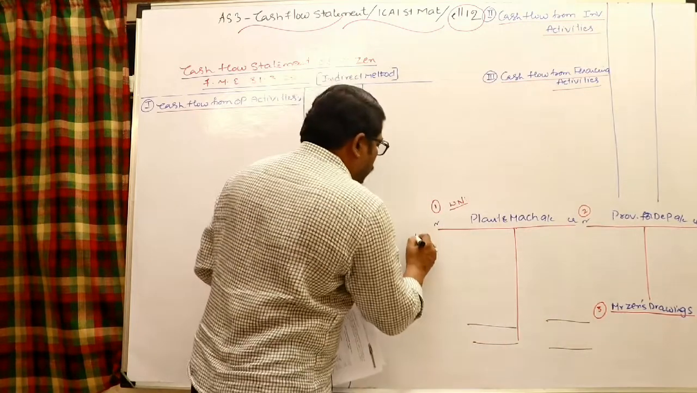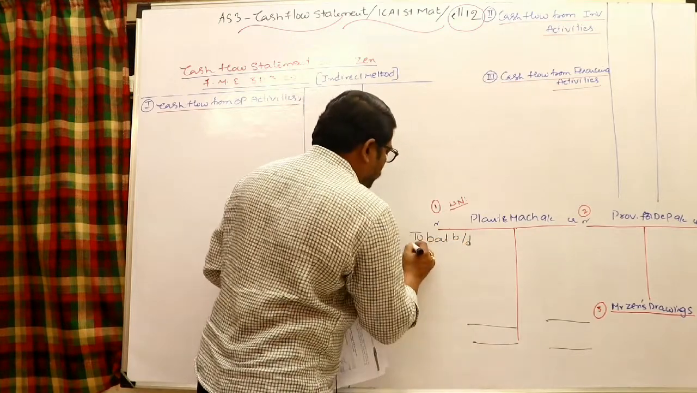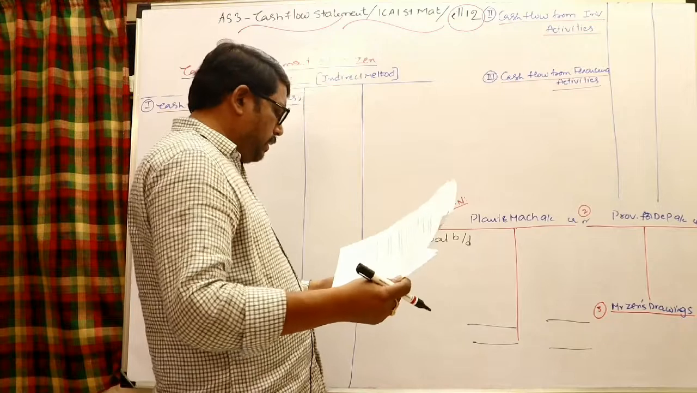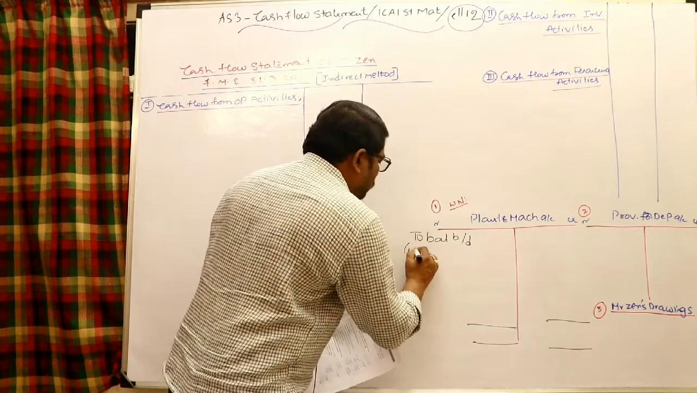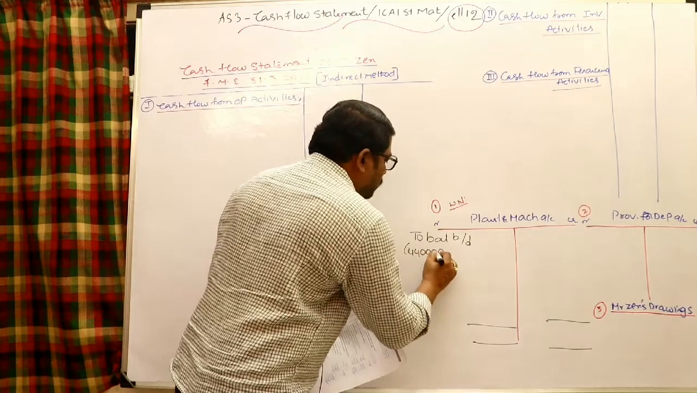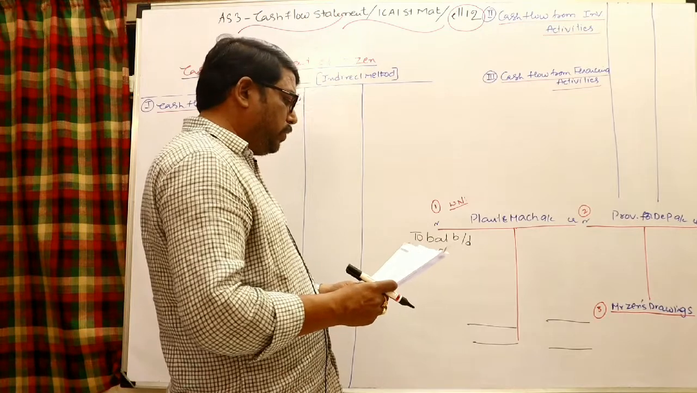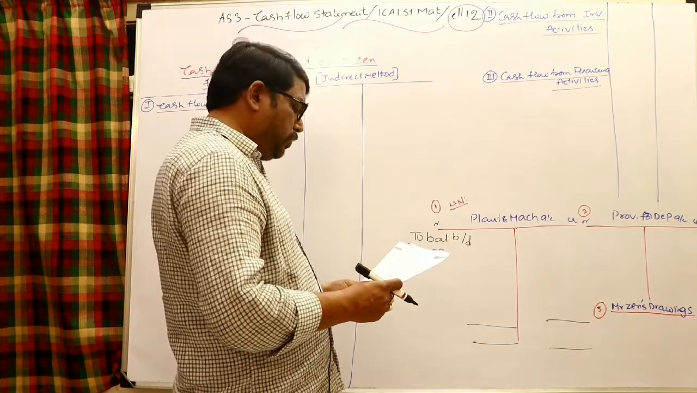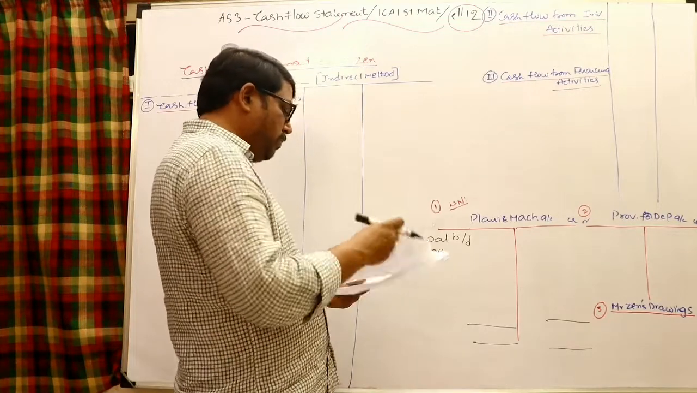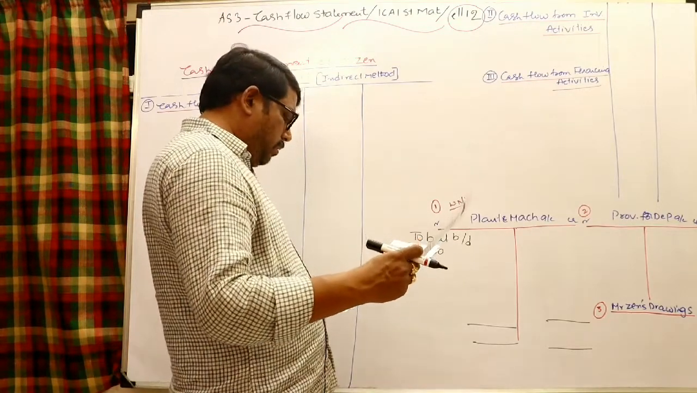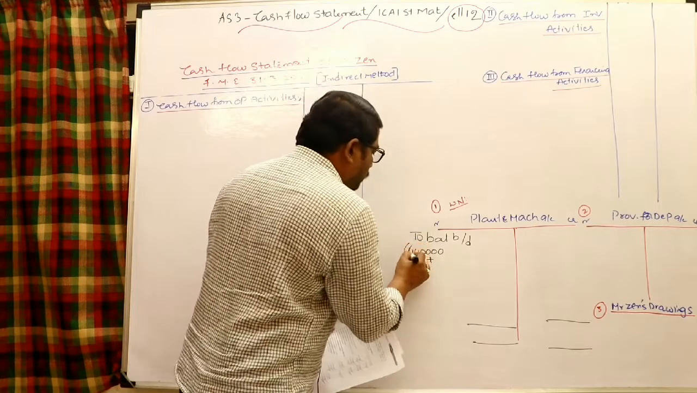And I would like to take the opening plant and machinery, like balance brought down, within brackets. In the beginning, the plant and machinery is 4 lakh 40,000, plus the provision for depreciation deducted. In the beginning, the provision for depreciation was 2 lakhs. So the opening asset, plant and machinery, is 6 lakhs 40,000.